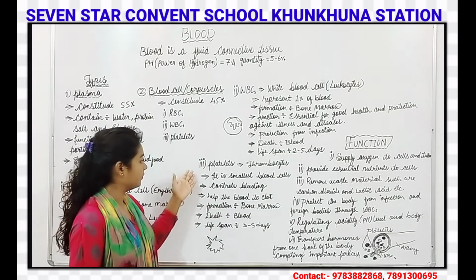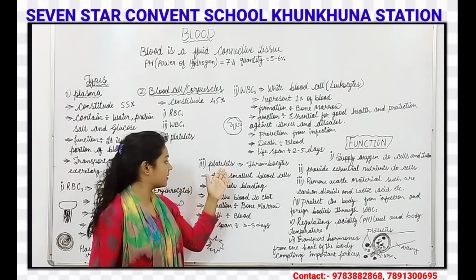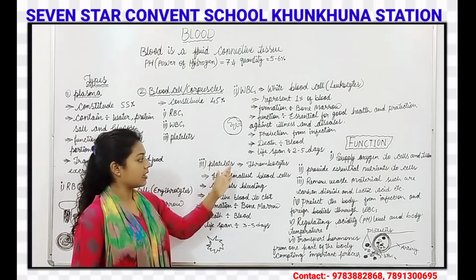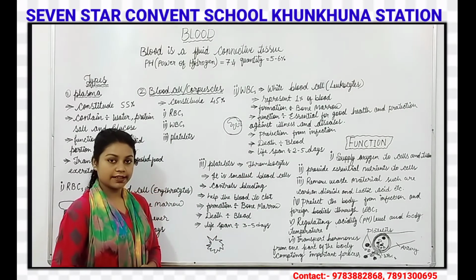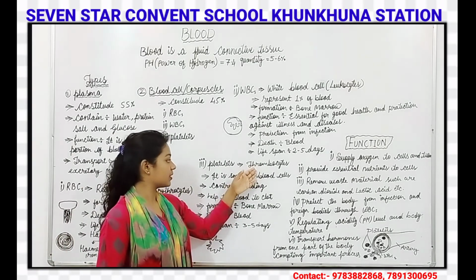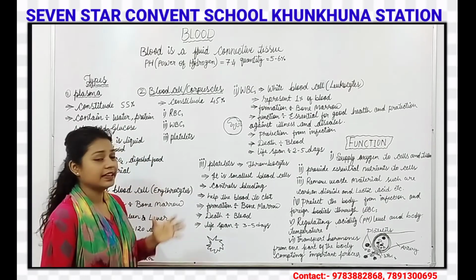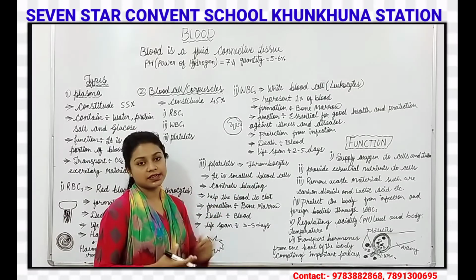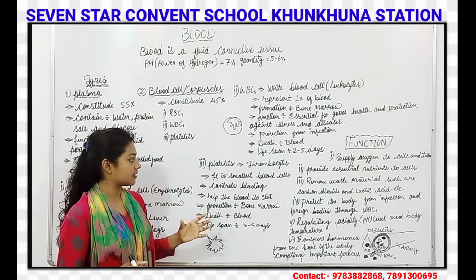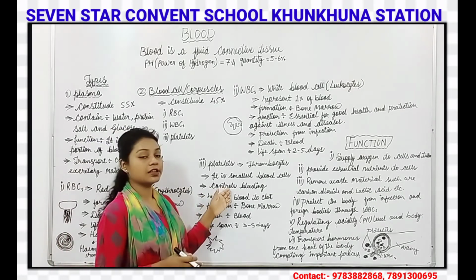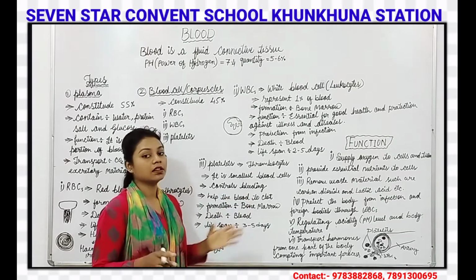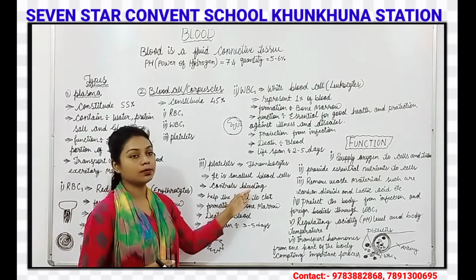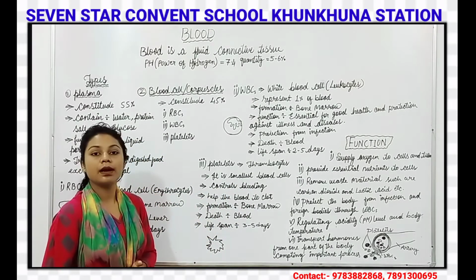Next we have the third one, that is the platelets. The scientific name of platelets is thrombocytes. It is the smallest blood cell. It especially helps in controlling bleeding, and it helps the blood to clot.